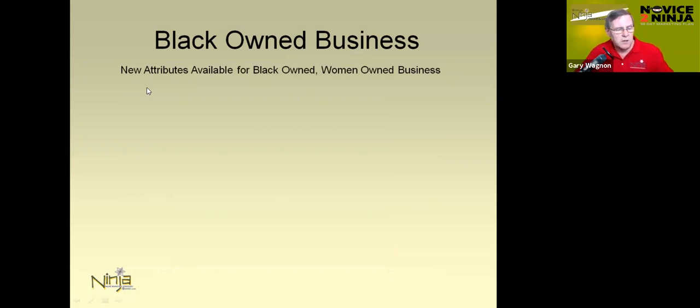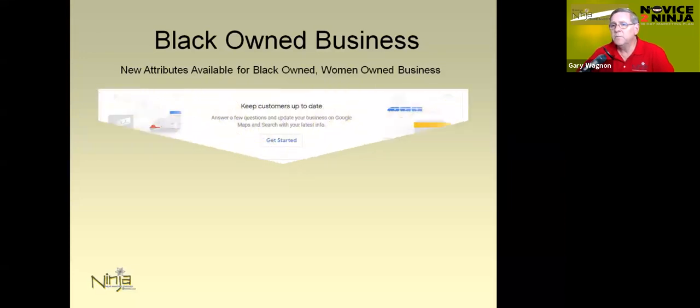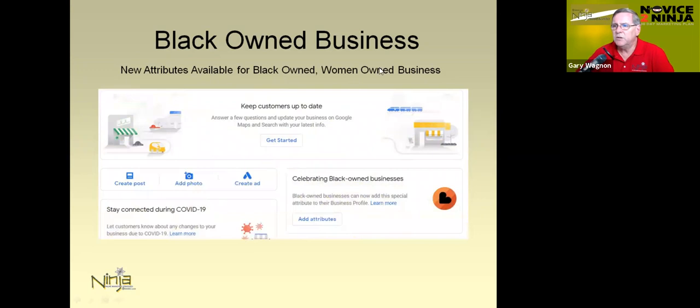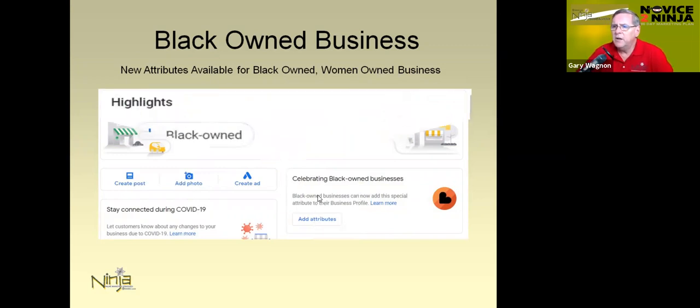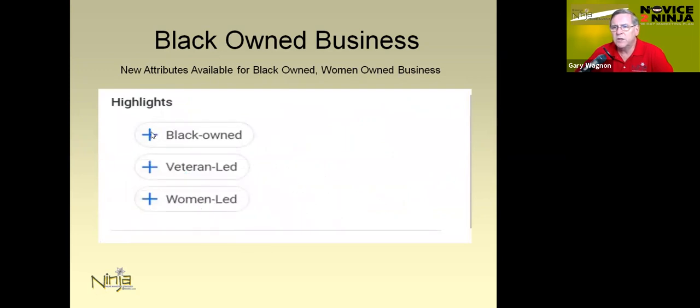In fact, the post I was going through a few weeks back, probably in July or August, didn't even have this listed as one of the new features. But now they have a status, an attribute inside of your Google My Business page that says Black owned, women owned, and it also has veteran owned. So right here, this is on the homepage of your Google My Business dashboard, add attributes. And when you click on that, it brings you to the option to click the plus sign and add Black owned, veteran owned, or women led, veteran led.